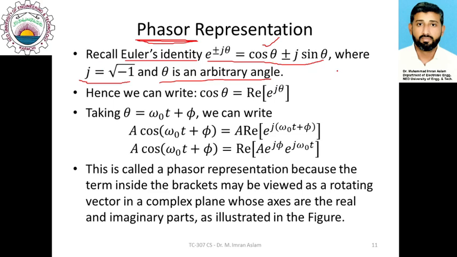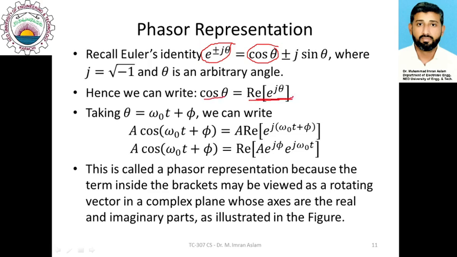So if we take a look at this Euler's identity, we see that the cosine function is actually the real part of e raised to power j theta. So I can write cos theta equal to the real part of e raised to power j theta. And if we represent the generalized form of a cosine function, which we have previously discussed as well, with some amplitude, frequency and phase, we have a function A cos(omega naught t plus phi). So I can write it equal to A times the real part of e raised to power j(omega naught t plus phi).